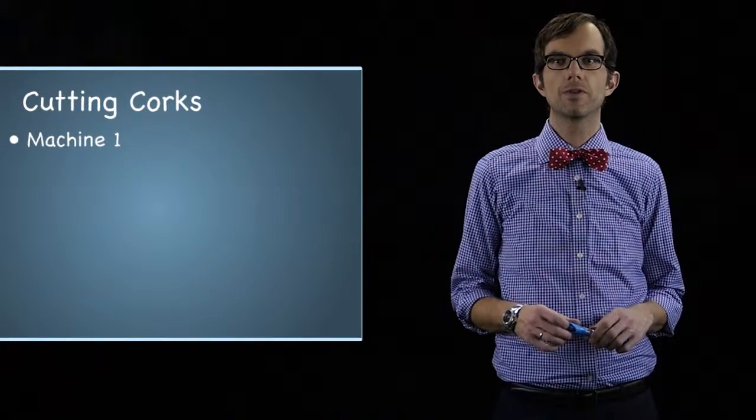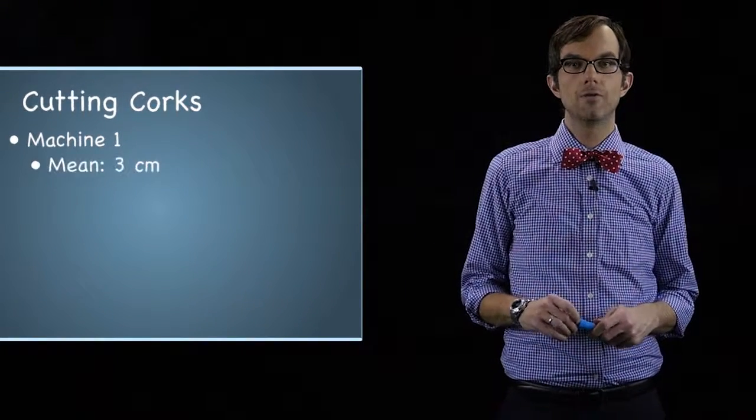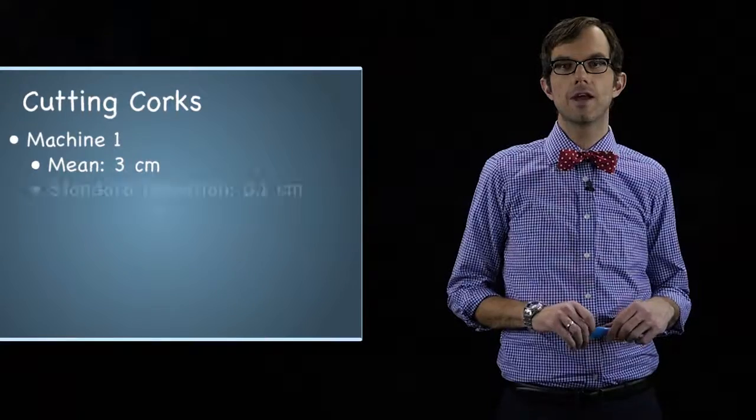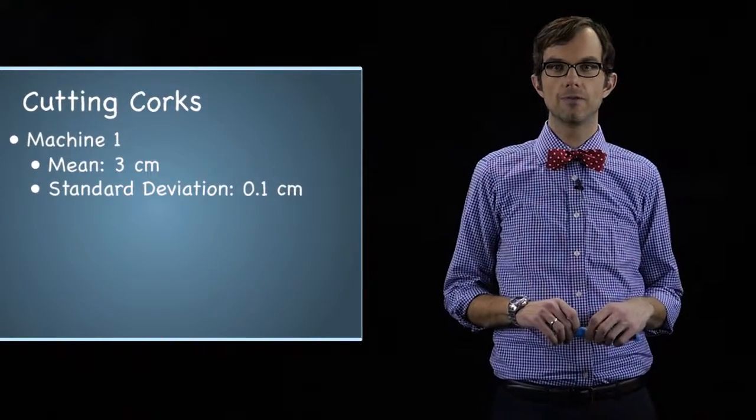Let's say you're a junior quality control engineer for Just Corks Incorporated. There are 2 machines available for cutting corks, and those corks are intended for use in wine bottles. The first machine produces corks with diameters that are normally distributed, with mean 3 centimeters and standard deviation 0.1 centimeter.